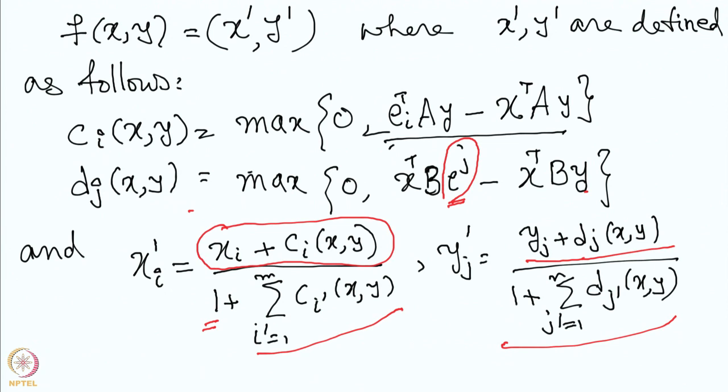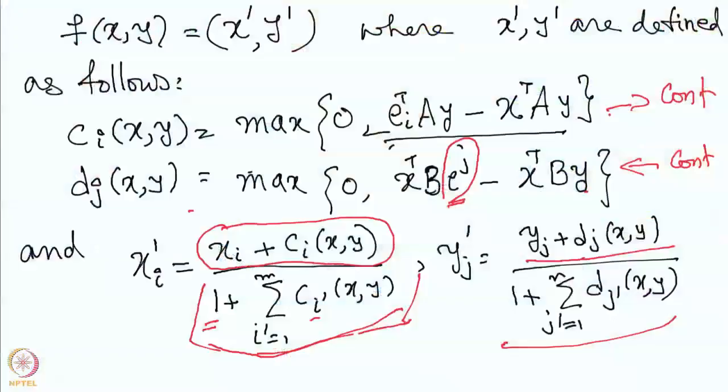How is x' defined? As x_i plus c_i(x, y). c_i(x, y) is nothing but this max function, which is clearly a continuous function, and this is also a continuous function. So x_i plus c_i(x, y) is a continuous function. y_j plus d_j(x, y) is also a continuous function, and the term in the denominator is a non-zero term, because the c_i are always non-negative, so it is 1 plus some non-negative term. Therefore this is always greater than or equal to 1. So these are all well defined and continuous functions.